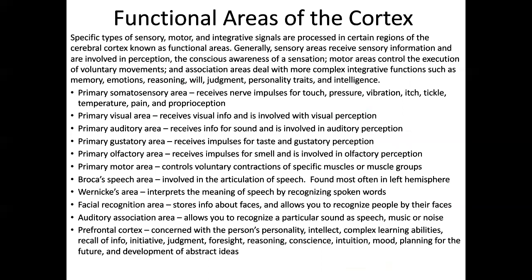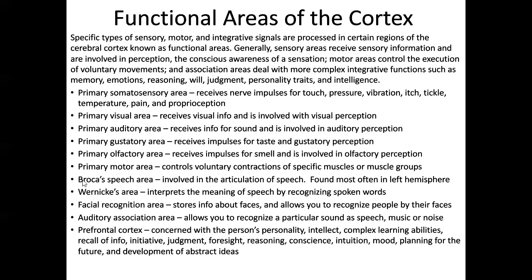Okay. The others are pretty, hopefully, straightforward as far as their name goes. The primary visual area is what you're using right now to process what you're visually seeing and is involved with visual perception. You're also using your primary auditory area to understand what you're hearing, so auditory perception. Your primary gustatory area, gustatory is a fancy word for taste. So when you taste something, you're using that area. When you smell, you're using the primary olfactory area. Olfactory or olfaction, fancy word for smell.